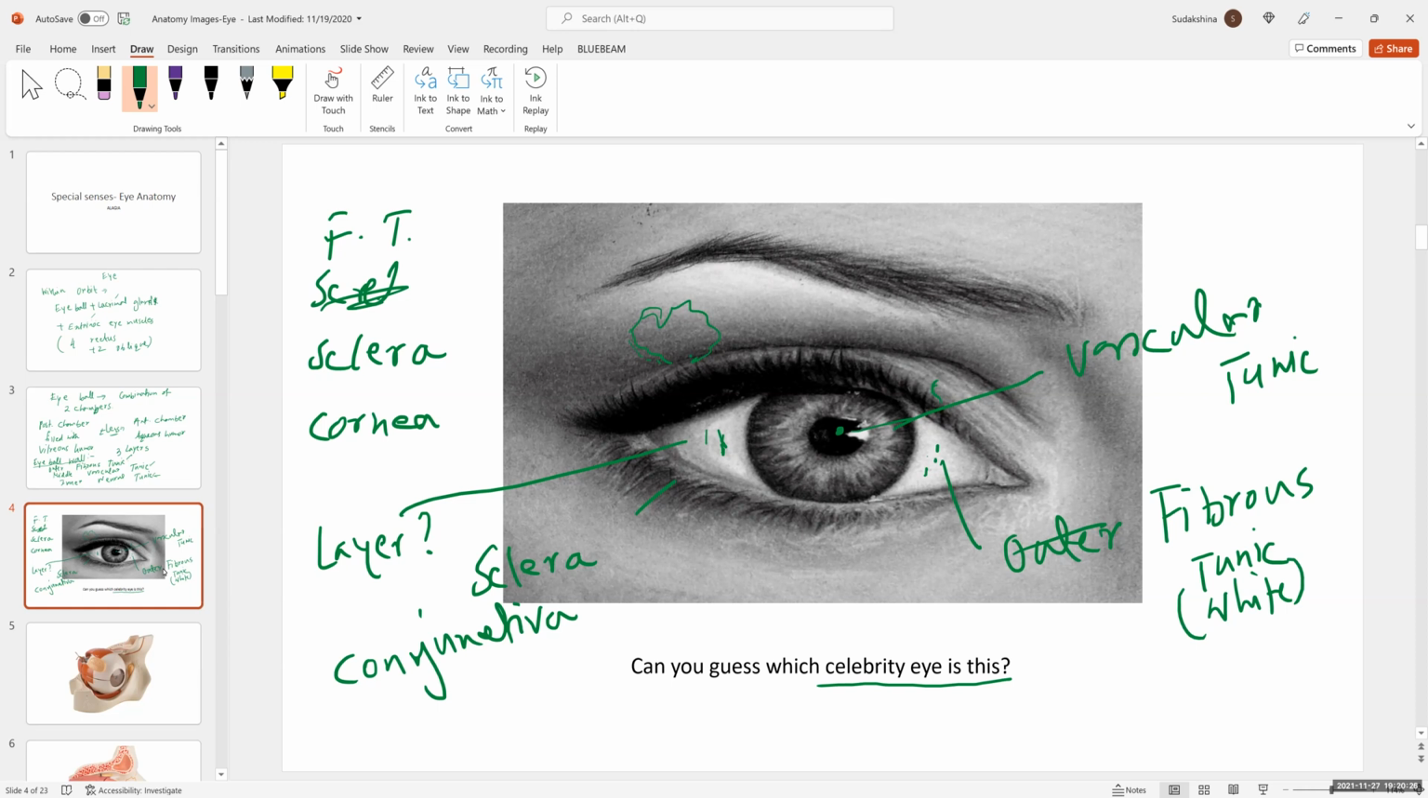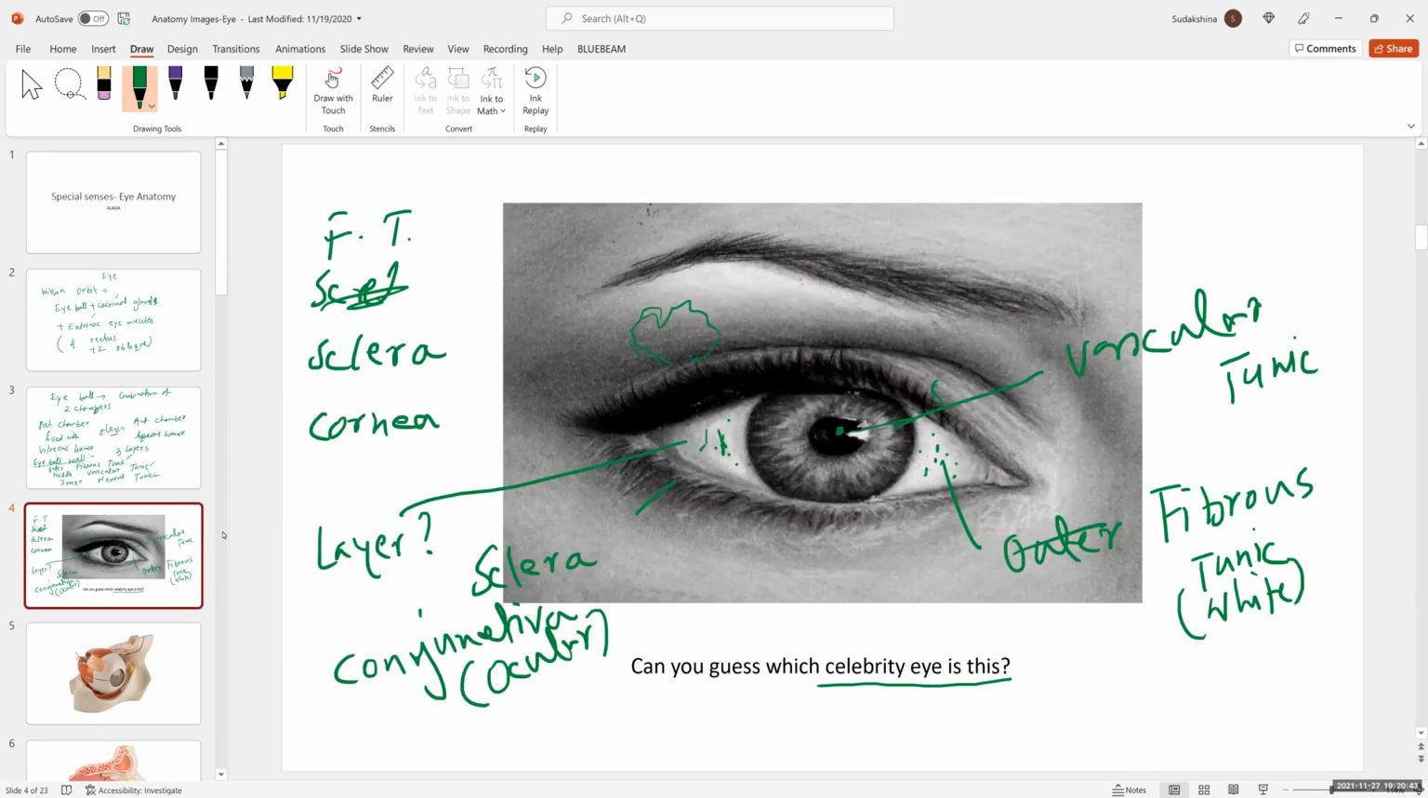You call it palpebral. And this conjunctiva, to be more accurate, we call this ocular conjunctiva. Conjunctiva that's covering the white of the sclera is ocular conjunctiva. Keeping this in mind, let's go over the other structures.